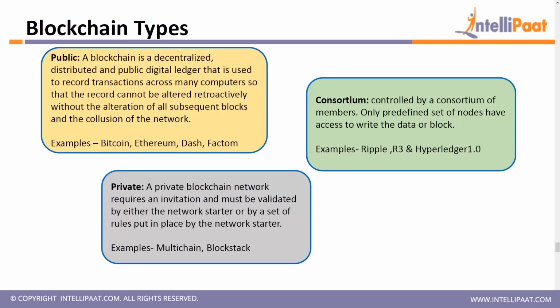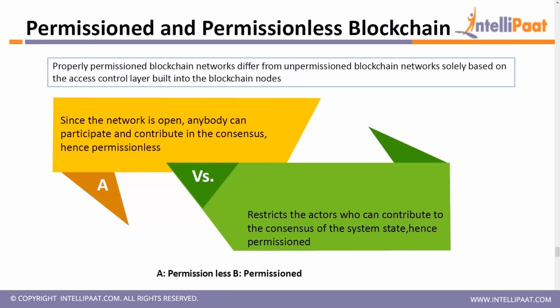The third type also exists that has more restrictions than these two, that is called consortium. Controlled by a consortium of members, only a predefined set of nodes have access to write and read the data of the block. Examples: Ripple, R3 and Hyperledger 1.0. So these are really well suited for organizations that want to control their blockchain network and perform transactions in their own way. The second type of categorization of blockchain is permissioned and permissionless blockchains.